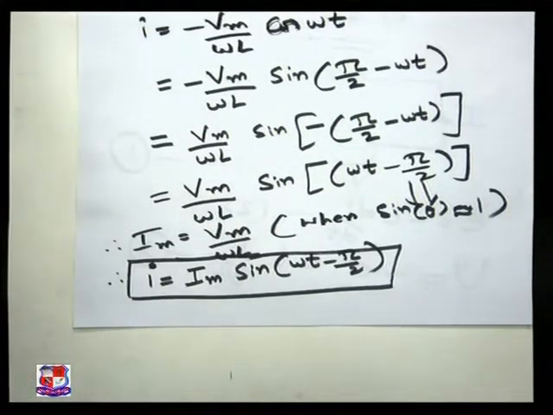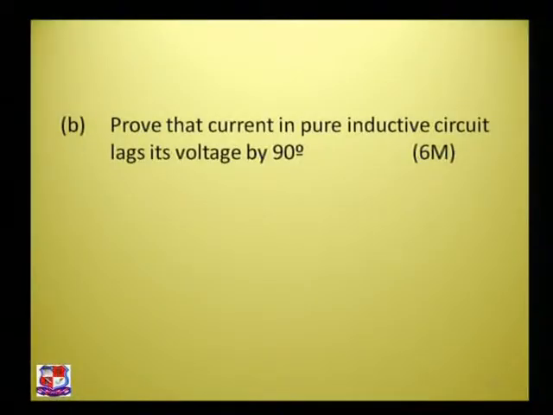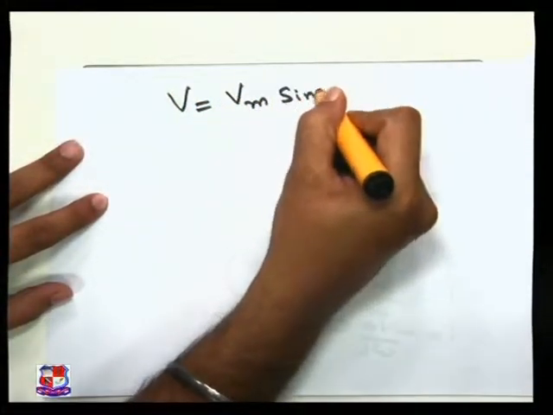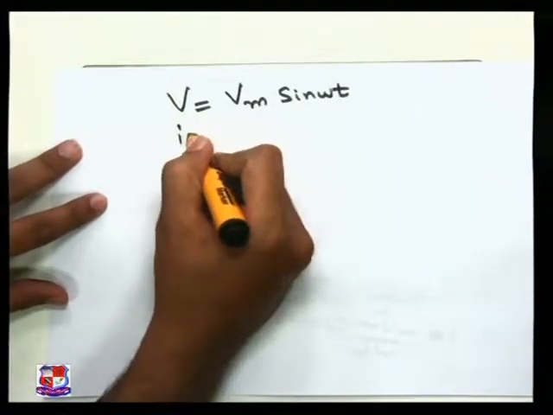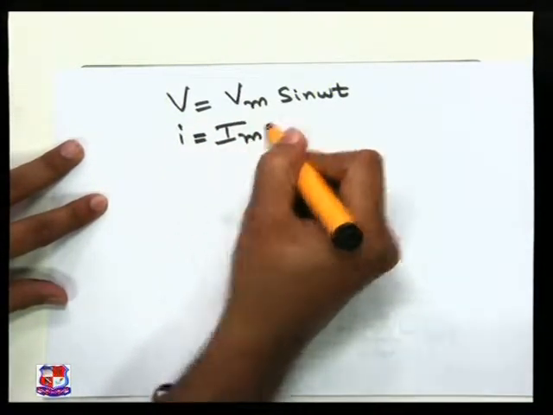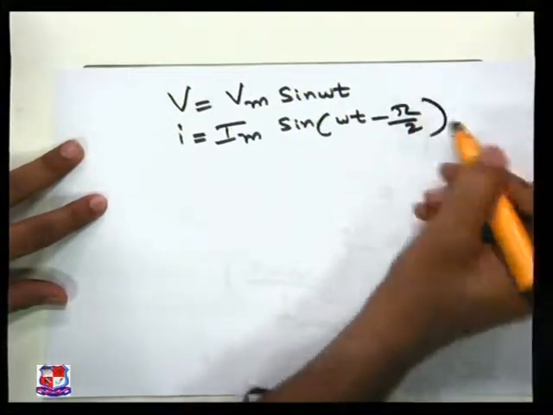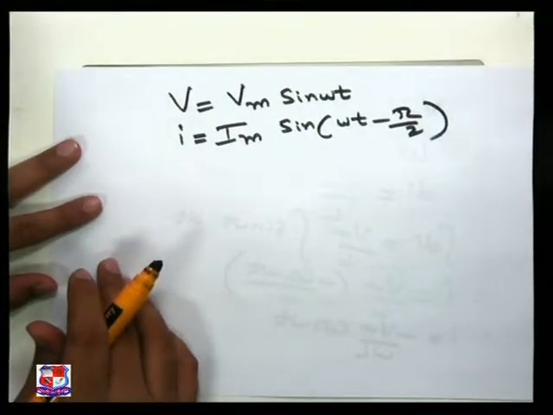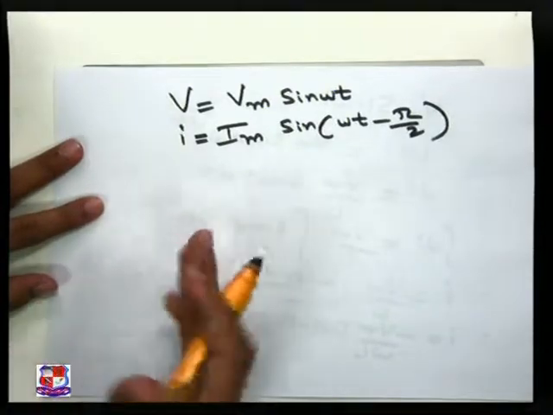Now if you compare this equation with the voltage that we applied, that equation was V equals Vm sin omega t, and the current we found is I equals Im sin of omega t minus pi by 2. If you see these two equations, we can say that current in a pure inductive circuit lags its voltage by 90 degrees, right? So we have proved it.